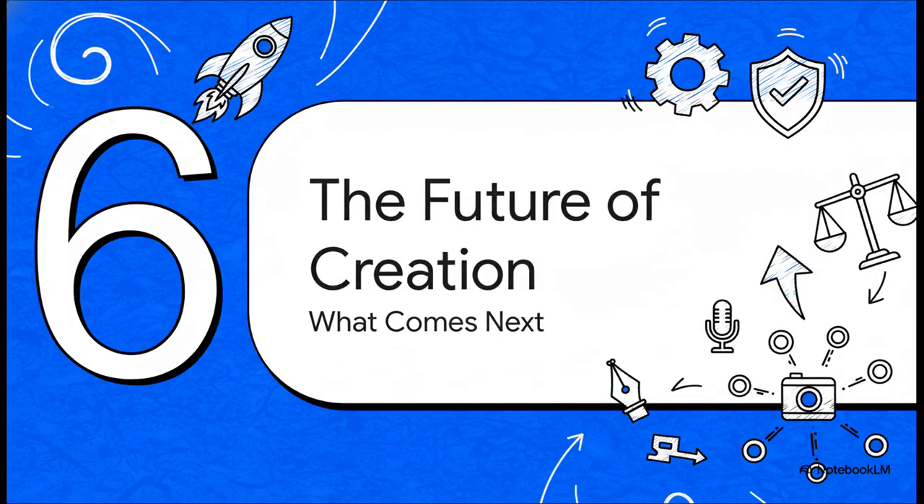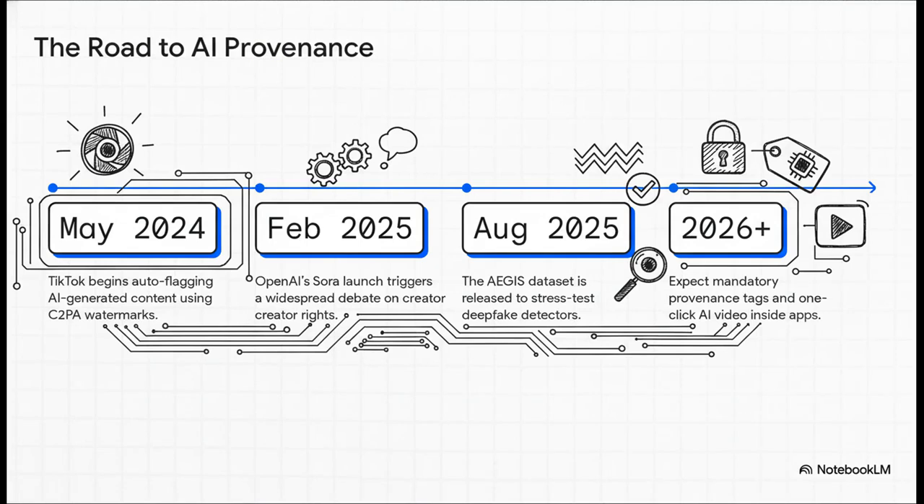So where is all of this headed? Well, the technology is moving at a dizzying pace, and the standards and the rules around how to use it are trying their best to keep up. The future is really going to be this balancing act between innovation and ownership. As these tools get more and more powerful, you're going to see platforms and even regulators requiring clear labels or provenance tags so that everyone knows what was made by a human and what was generated by AI.